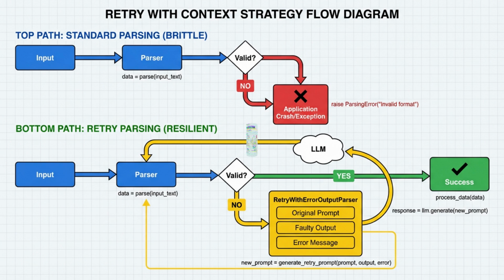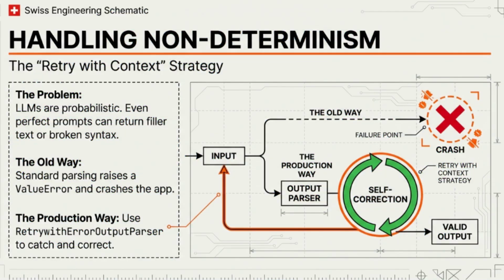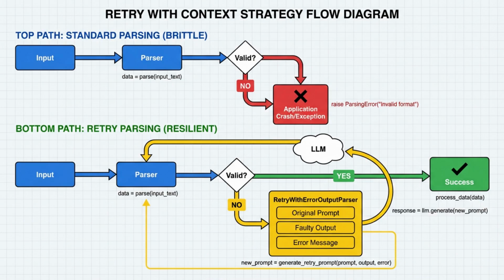Then it sends all 3 back to the LLM and says, essentially, hey, here's what you were supposed to do. Here's what you actually did. Here's exactly what broke. Try again.